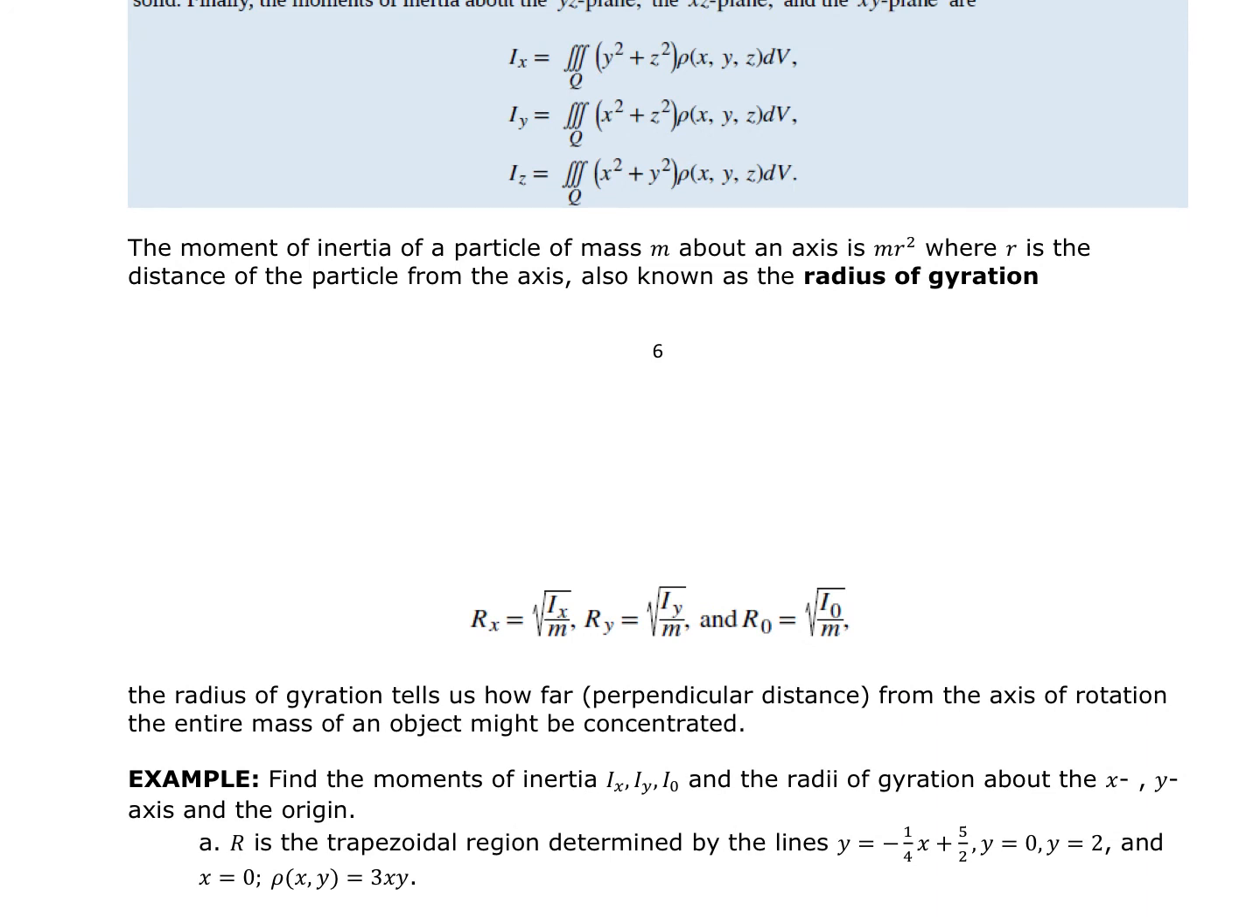The moment of inertia of a particle of mass m about an axis is m r squared, where r is the distance the particle is from the axis. This r is known as the radius of gyration, and it basically tells us how far, in perpendicular distance from the axis of rotation, the entire mass might be concentrated.